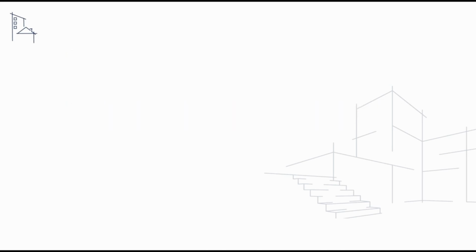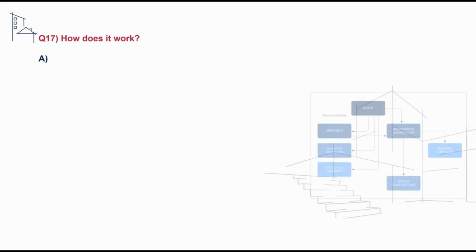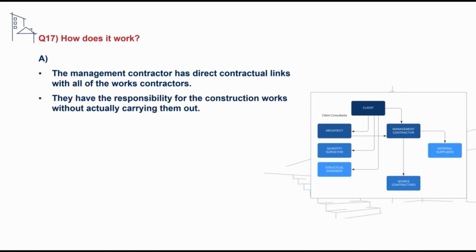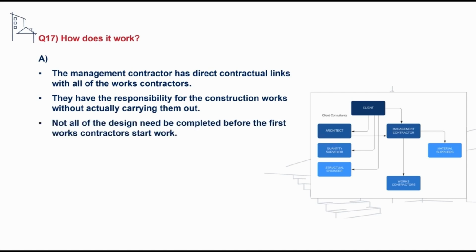We may receive a more detailed question on this, asking how management contracting works. And to address this, we can say first of all that the management contractor has direct contractual links with each of the works contractors or trade packages. They have the responsibility for the construction works without actually carrying them out, and not all of the design needs to be completed prior to the first works package being let.